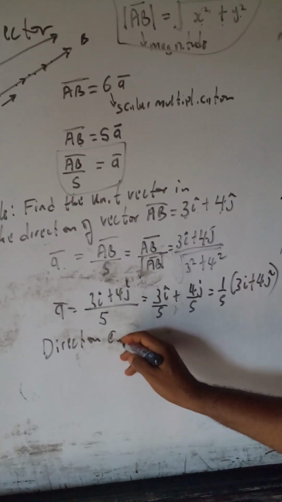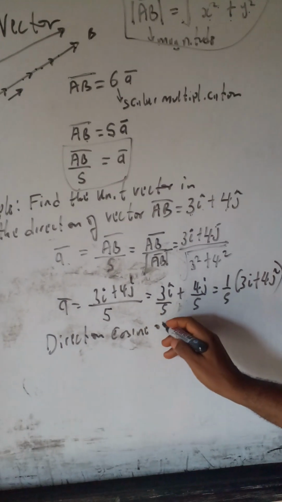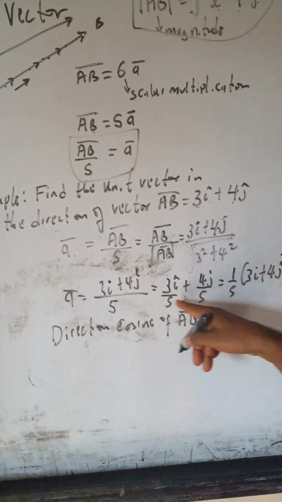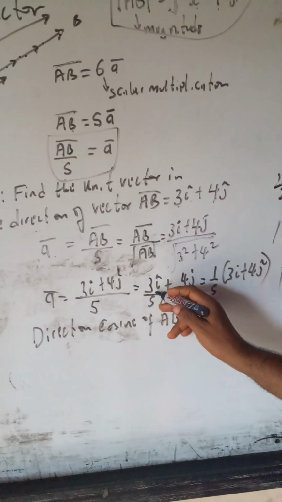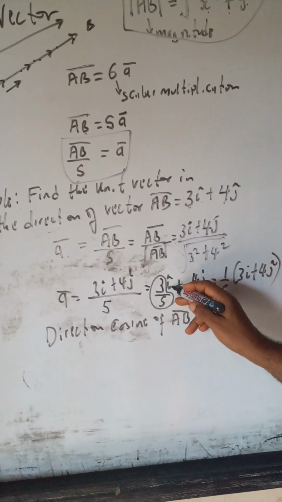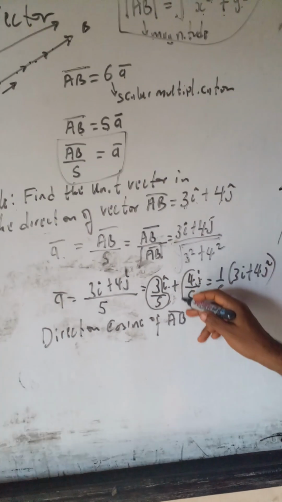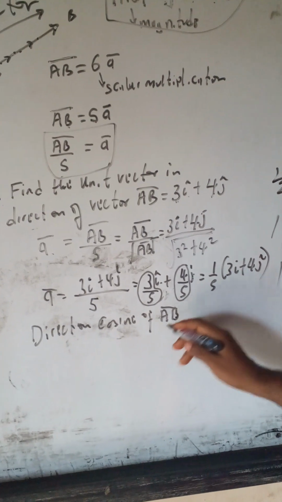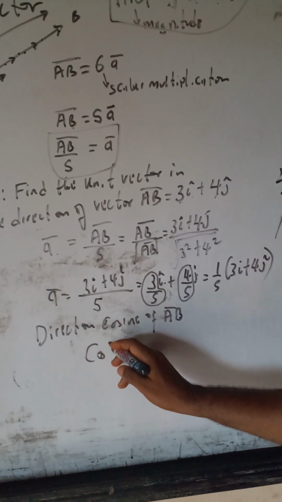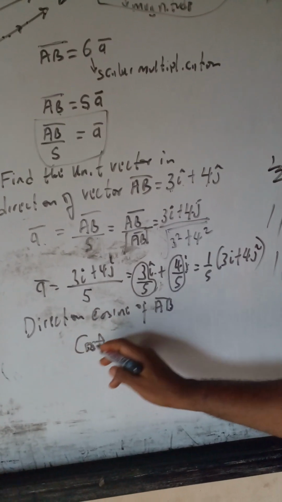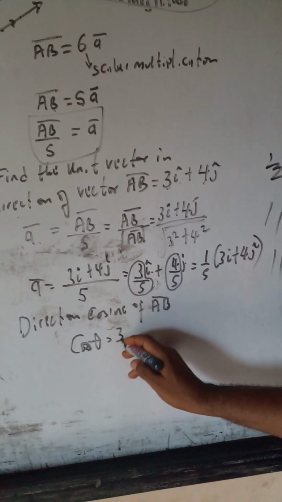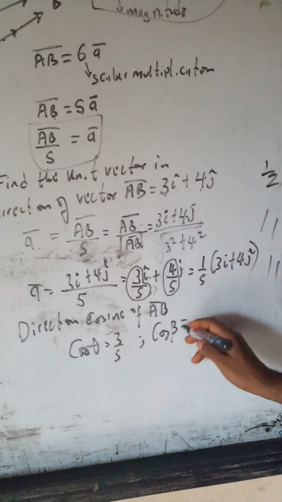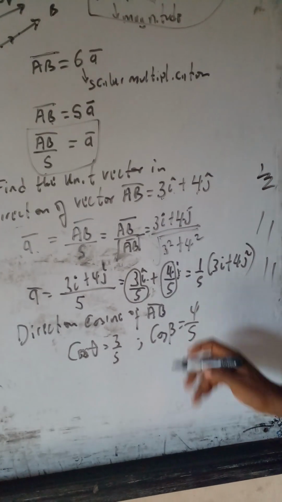Direction cosine of vector AB can be obtained from the expression of this unit vector. It's just the coefficients of the i and the j of the expression we have for the unit vector. So direction cosines of our vector AB, we can write them as cos theta, which is given as 3 over 5, and the second one, cos beta, is equal to 4 over 5.